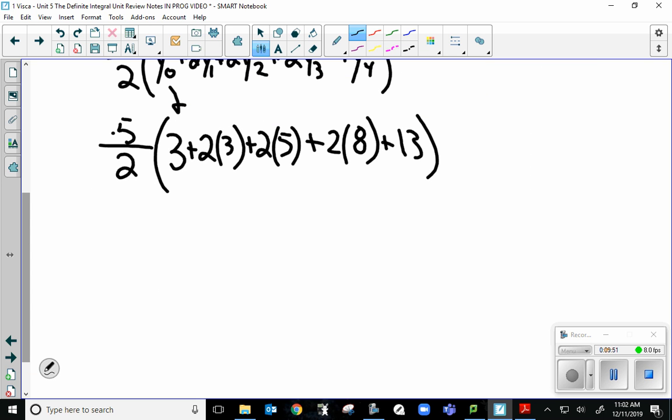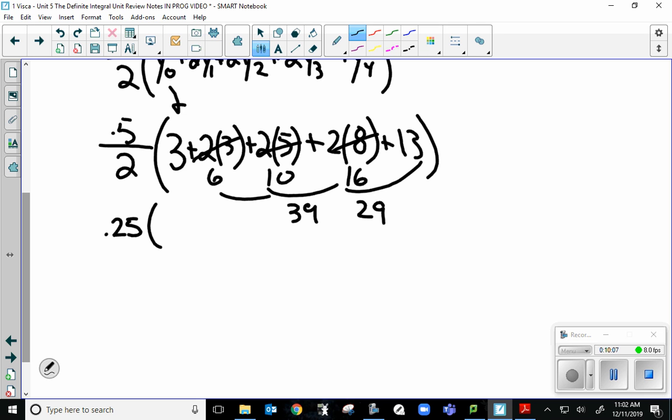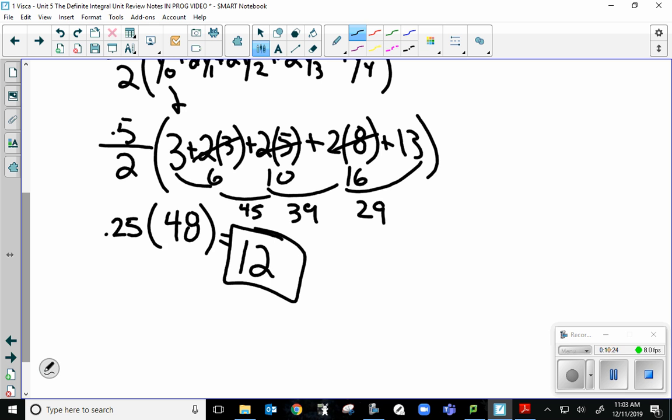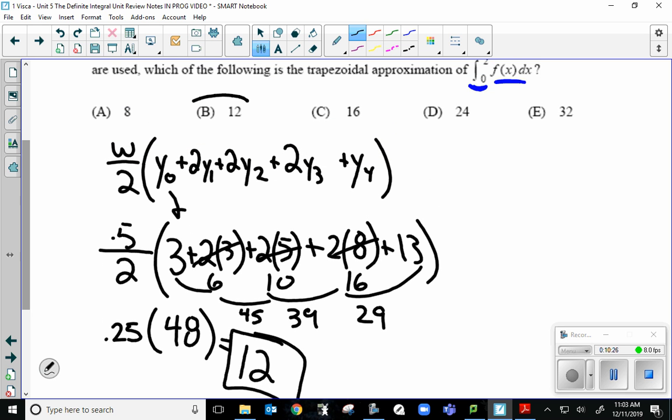So now, half of 0.5, half of 50 cents, is a quarter. This is 3, this is 6, this is 10, this is 16. Let's add these. 13 and 16 is 29. 29 and 10, 39. 39 and 6, 45. 45 and 3, 48. 48 divided by 4 is the same thing as 48 times 0.25. That is 12. Let's see if we have an answer up here. It's 12. Oh, B. 12. Yummy.